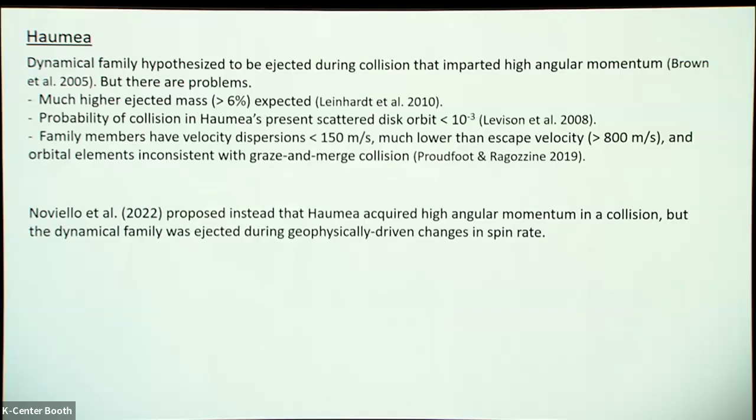Ben has also worked on this question of whether the directionality of the velocity changes they received is consistent with ejection, and the sort of graze and merge collision that might produce this is not really consistent with their distribution of orbital elements. And then one of the main problems is that the probability of a collision like this in the current scattered disk, Hal Levison showed, is extremely low, 10 to the minus 3 or less. So there's problems with that.